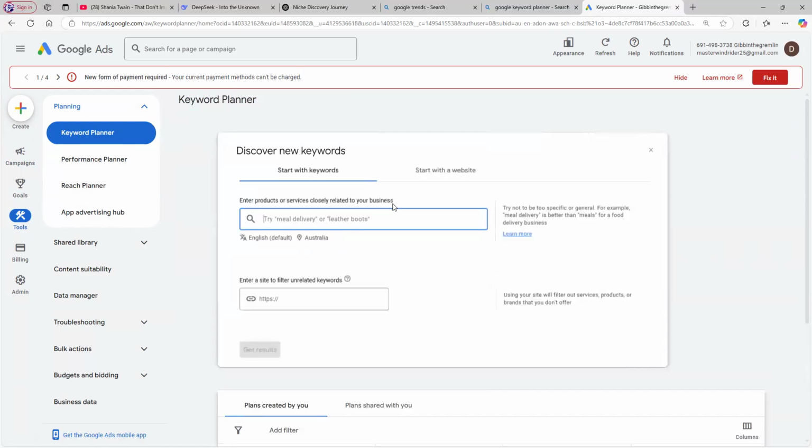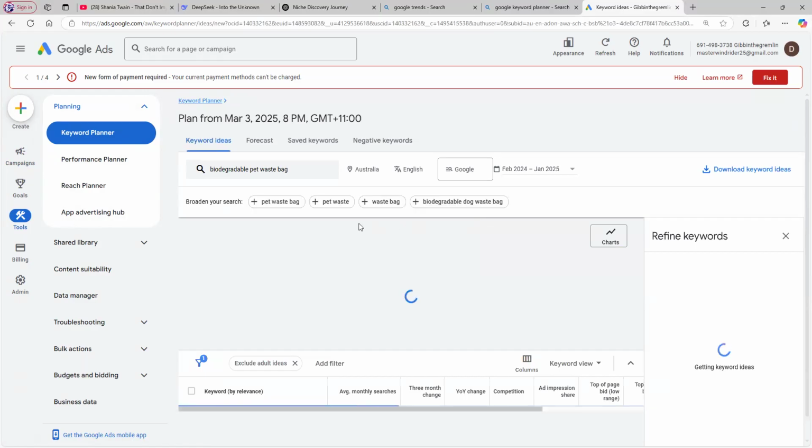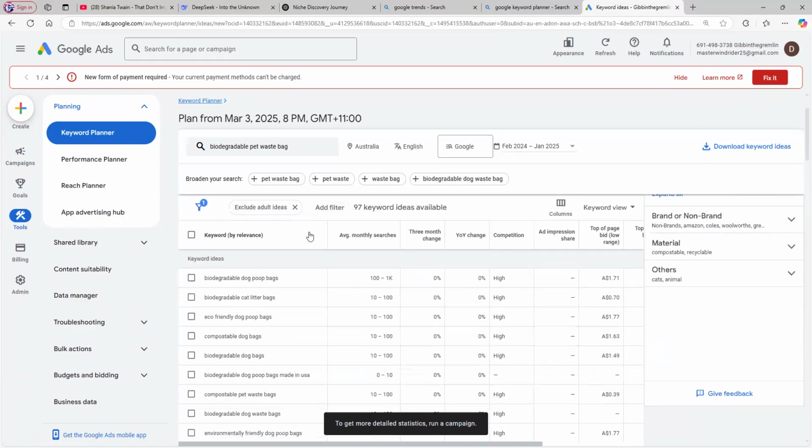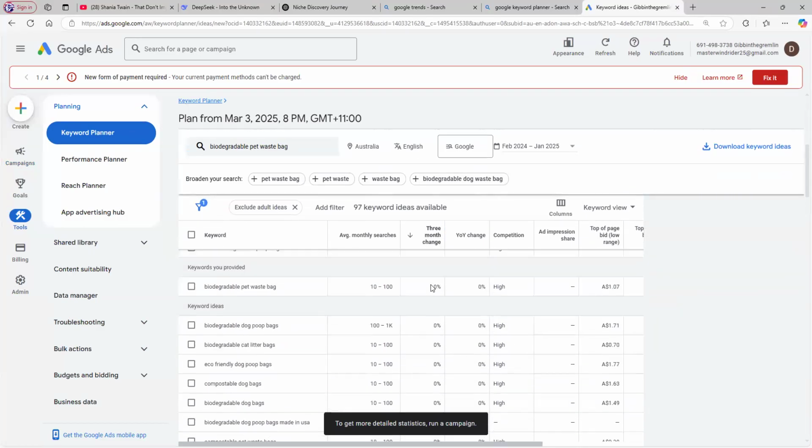And we go Discover New Keywords. And there we go. Now, we'll do the pet waste bags for right now and see what it comes up with. Again, I have it set in Australia. Let's see here. I always do the 3 months change. And I am always interested more in seeing what the higher numbers are.